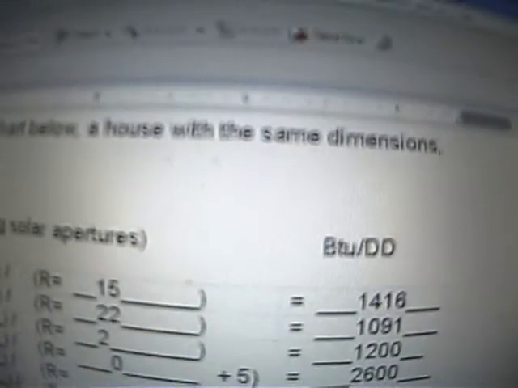NLC stands for net heat loss coefficient. So I'm going to show you on this camera the handout. That's the handout, and here's the part that I want to talk about now, the building net heat loss coefficient. And you'll see what it really does is it calculates the heat loss. Here's the units over here, in BTUs per degree day.